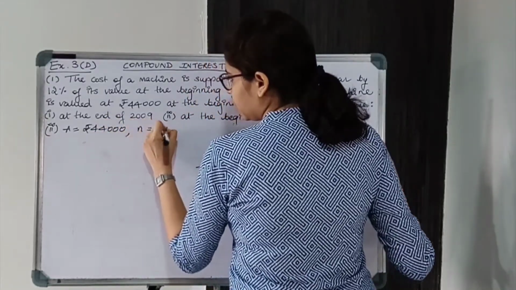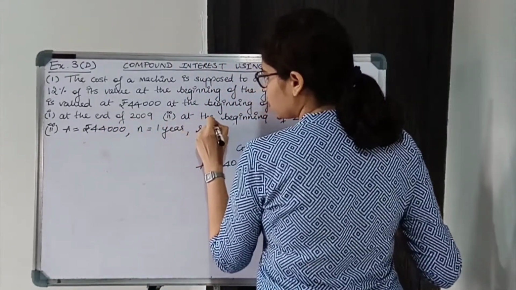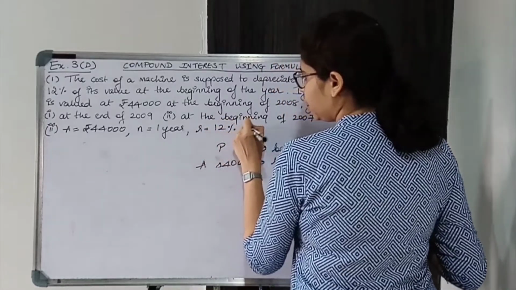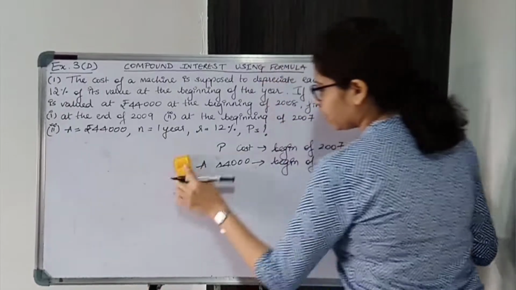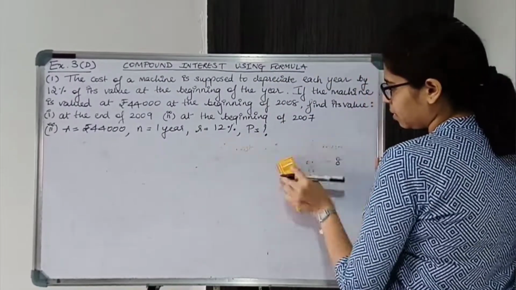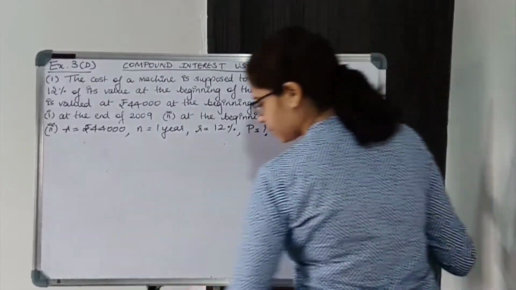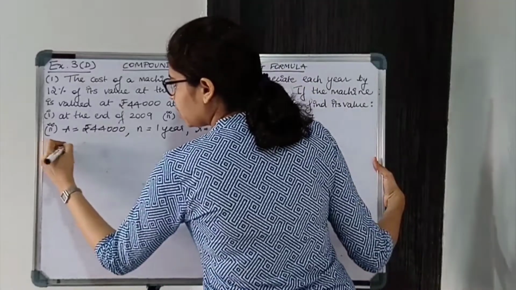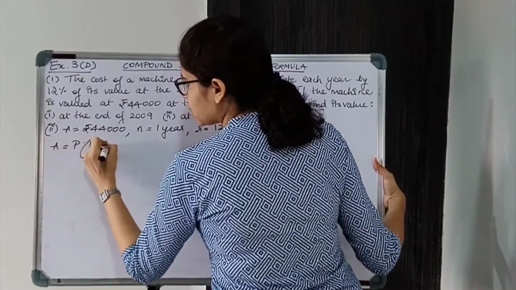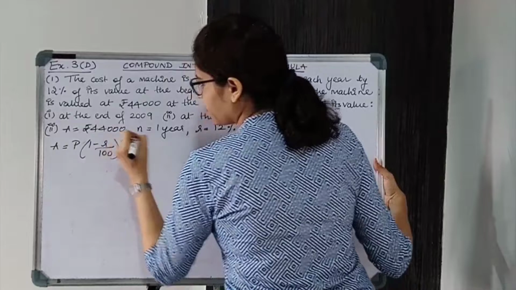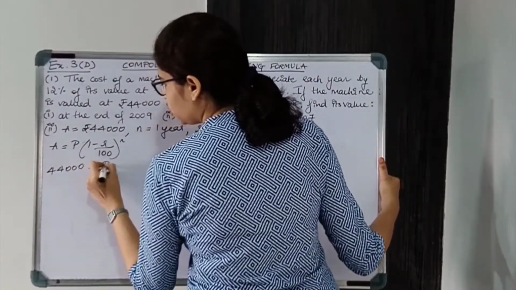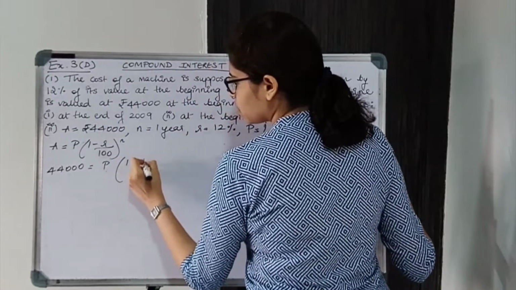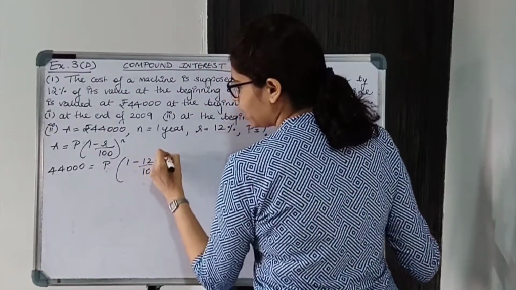N is 1 year. R is 12%. We need to find principal. Okay. Now, using the formula, A is equal to P into 1 minus R upon 100 raised to N. So 44,000 is equal to P into 1 minus 12 upon 100 raised to 1.